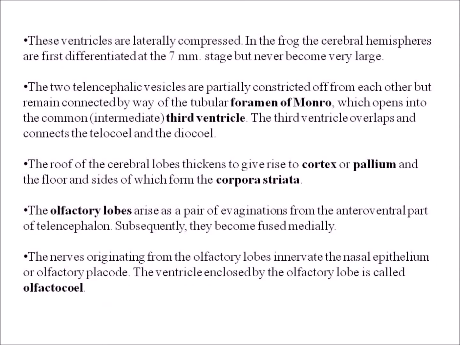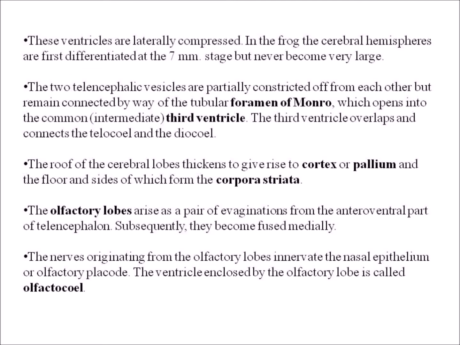The two telencephalic vesicles are partially constricted off from each other but remain connected by way of tubular foramen of Monro, which opens into the common third ventricle. The third ventricle overlaps and connects the telocele and the diocele. The roof of the cerebral lobes thickens to give rise to cortex or pallium, and the floor and side of which form the corpora striata.